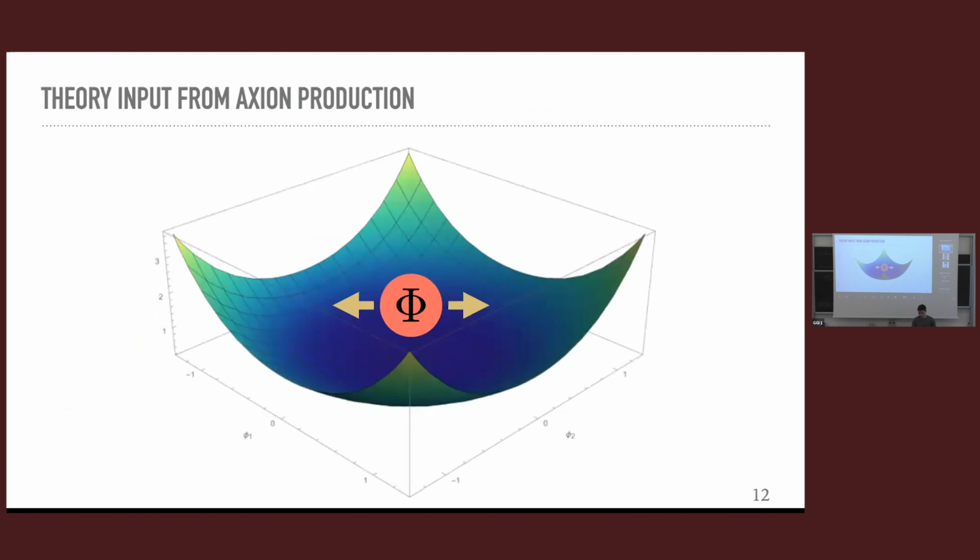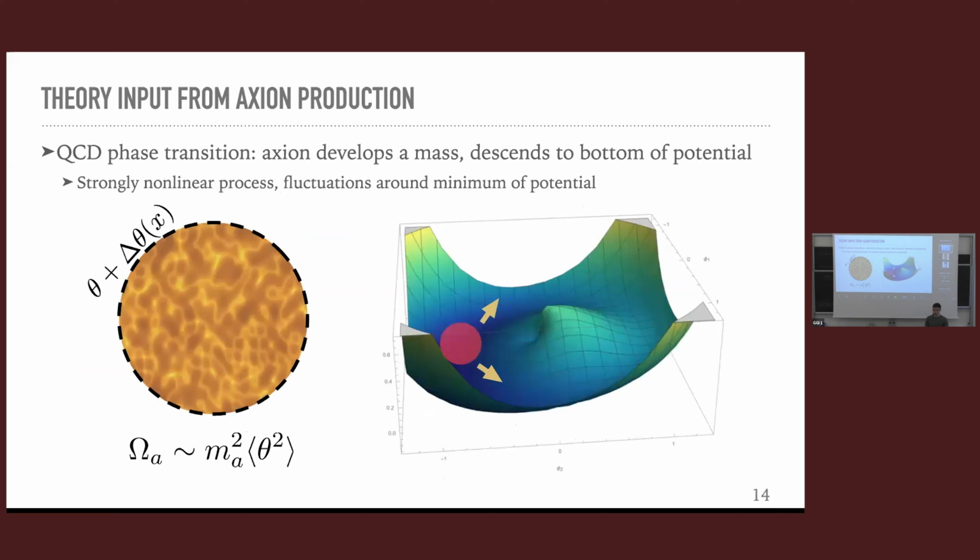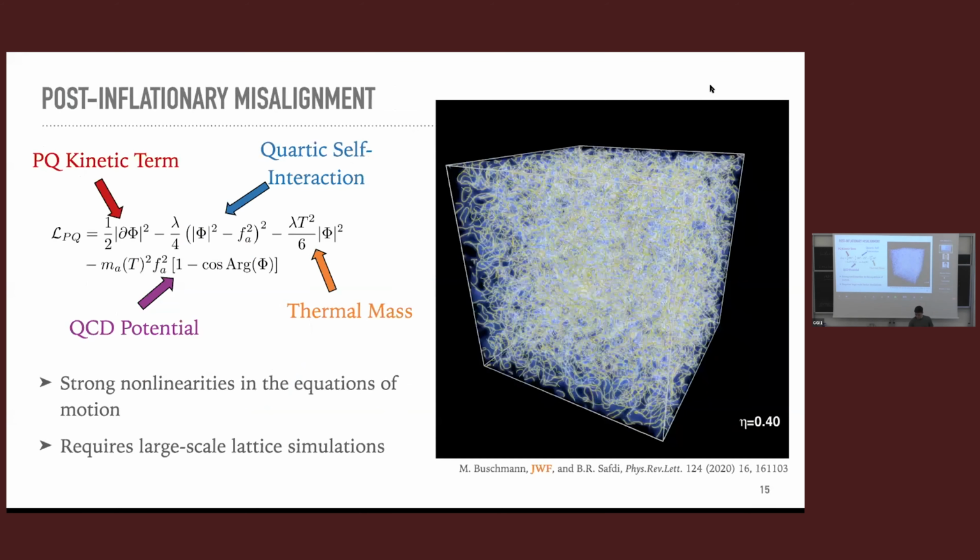Cool. So schematically, here's my PQ field. It's sitting in the bottom of its simple quadratic potential when it's dominated by the thermal mass. The temperature drops. Now I have this Mexican hat potential. The axion represents this unconstrained phase, but otherwise the radial mode should be more or less frozen into its VEV. And then at very late times, my axion mass turns on. It's a bias that tilts my potential, and the axion rolls down to its minimum where the effective theta angle is 0.